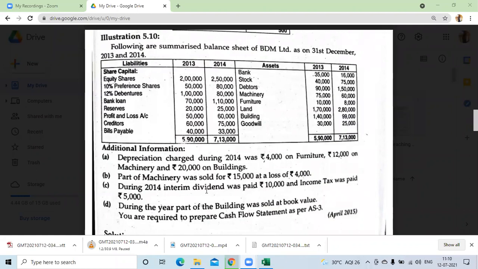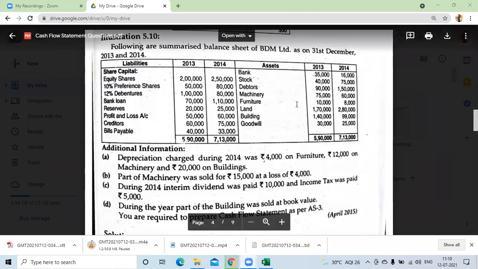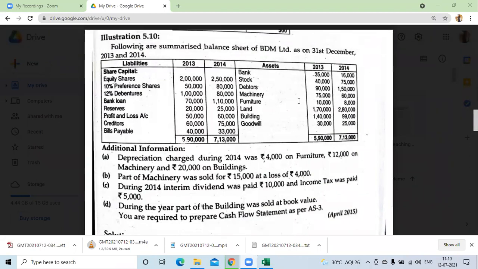Write down the opening balance of furniture. Is furniture my asset or liability? Asset, ma'am. If it is my asset, the opening balance will be shown on which side? Debit side. Write down to balance carry down. What is the opening balance of furniture? 10,000. Very good. 10,000. It is reflected in the balance sheet.